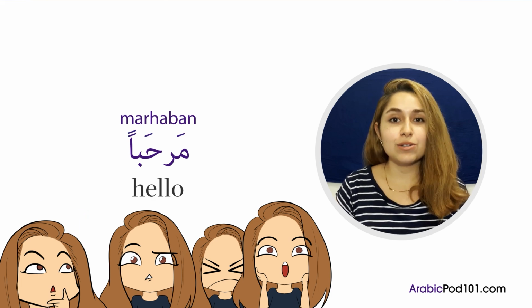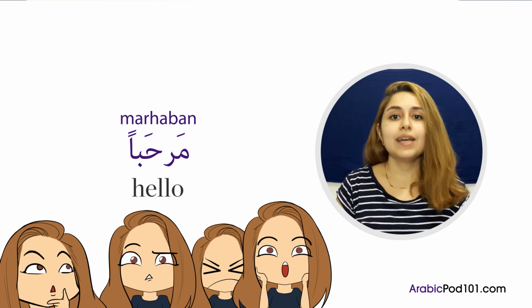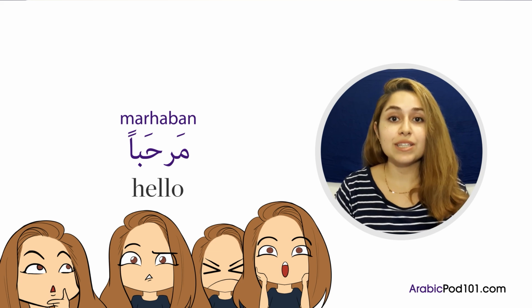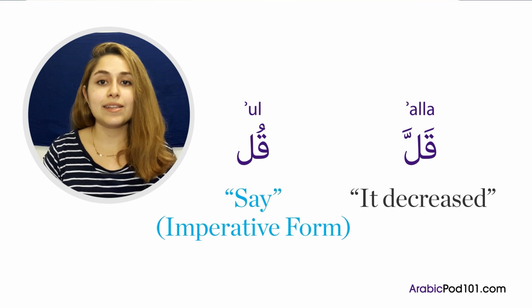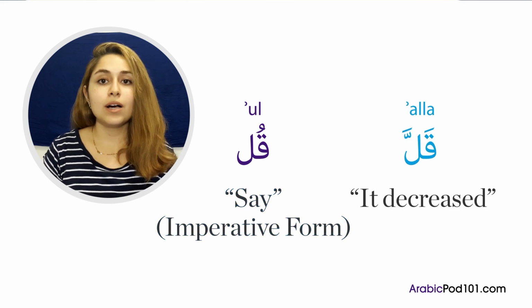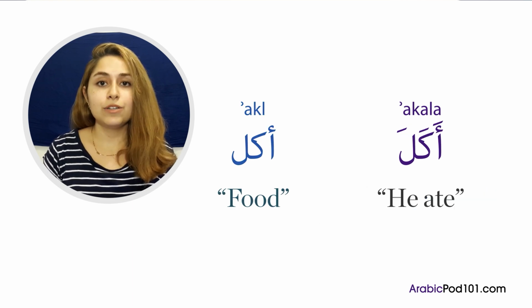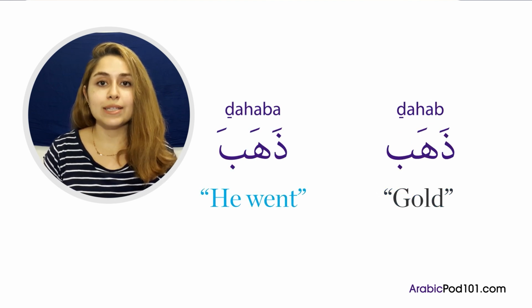For beginner Arabic learners, voweling signs are necessary in order to read Arabic text correctly. That means that you'll sometimes see words that look the same when they're unvoweled but have a different pronunciation. Let's see some examples for that. قل, say in the imperative form. قل, it decreased. أكل, food. أكل, he ate. ذهب, he went. ذهب, gold.